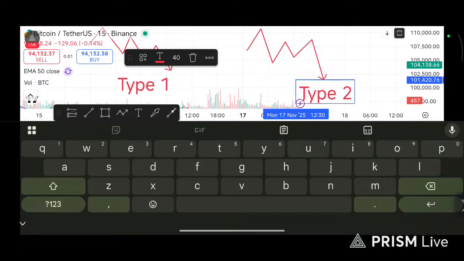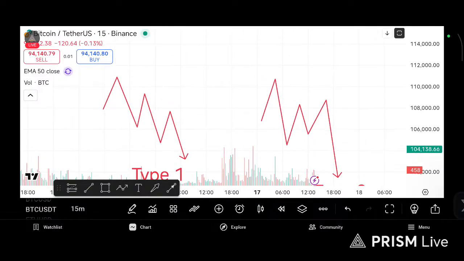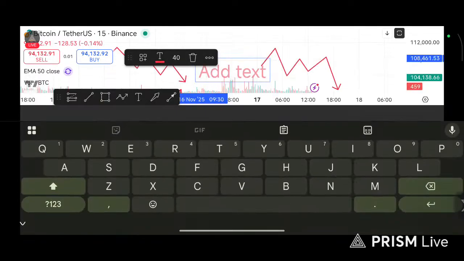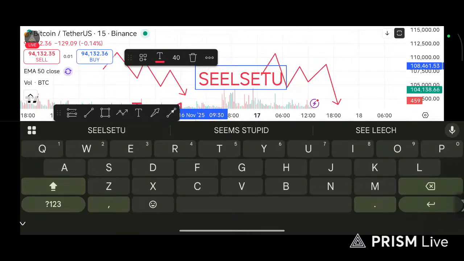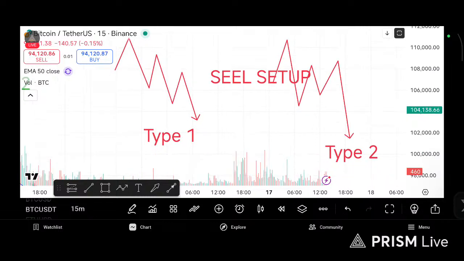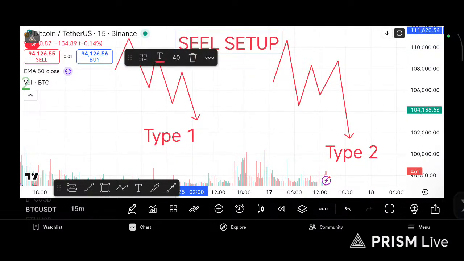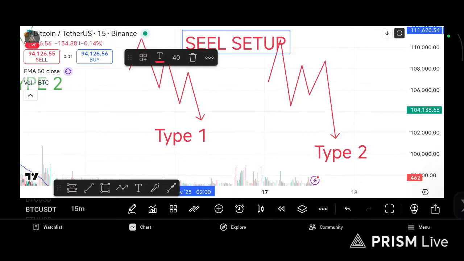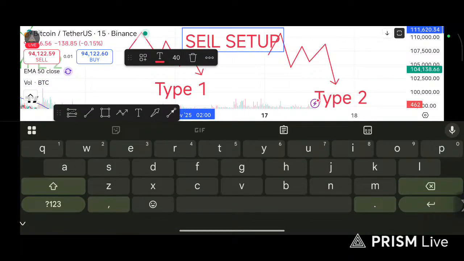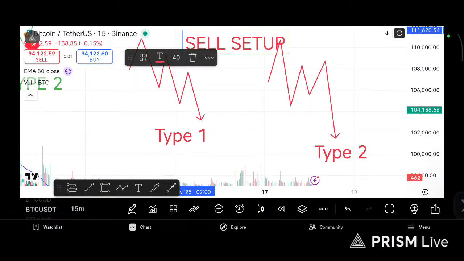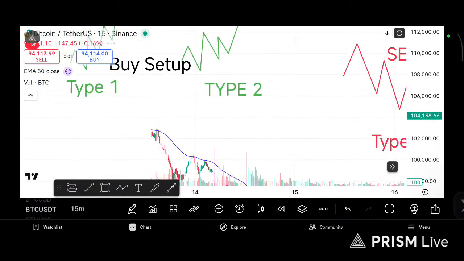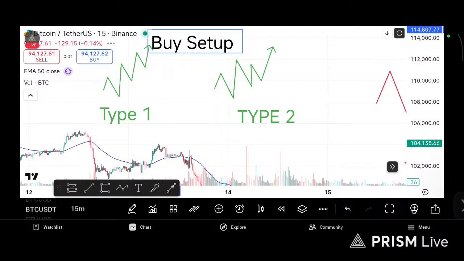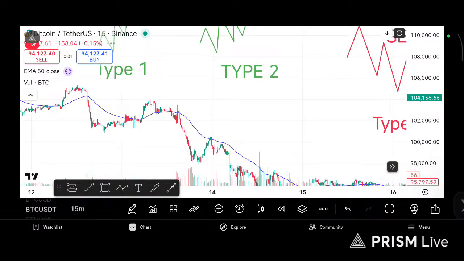This is type 2, and that is the sell setup. All right, this is the sell setup, so that you will understand what I mean. This is the sell setup, and this is the buy setup, right? So that is it, guys.